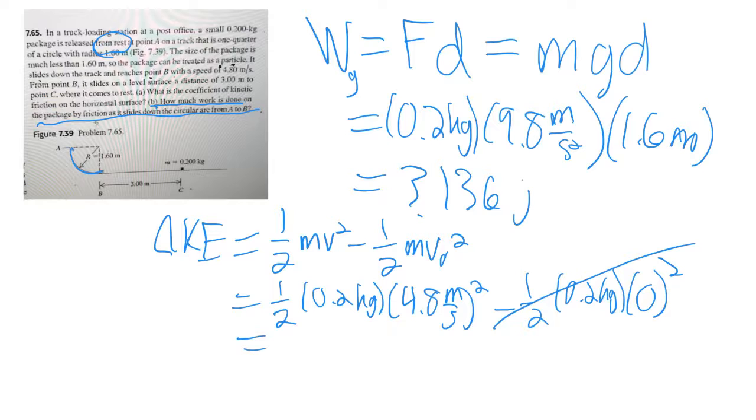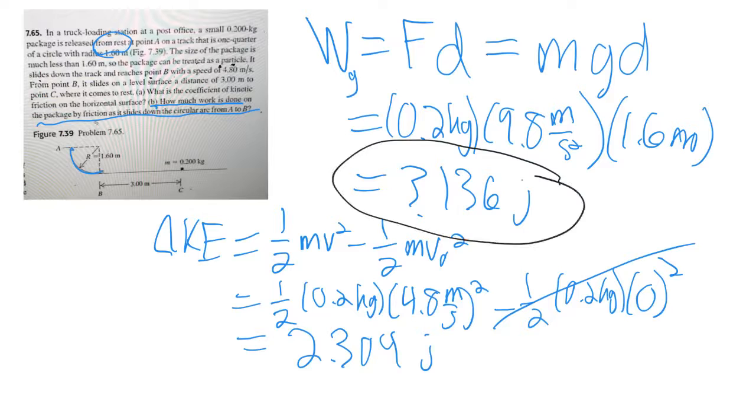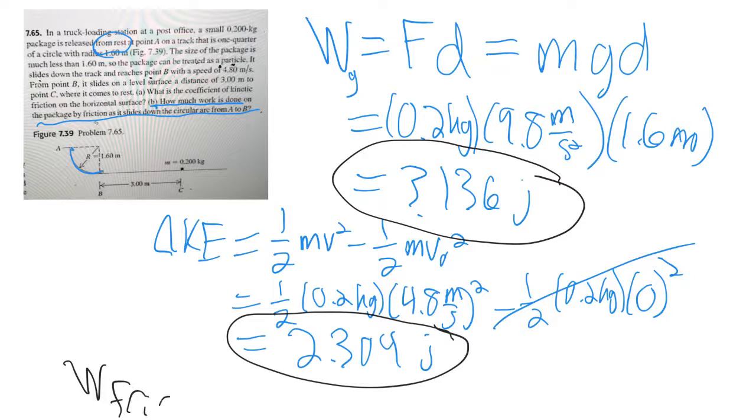Now, if I multiply all that out, 0.5 times 0.2 times 4.8 squared, I get an answer of 2.304 joules. So this is the stuff that gravity put in. And this is the stuff that we actually got out. That's what actually moved the box. So the amount that actually got used by friction is going to be the difference between those. So the work done by friction is just going to be the difference.